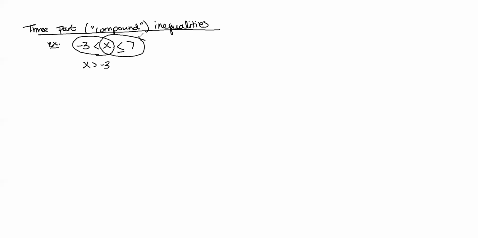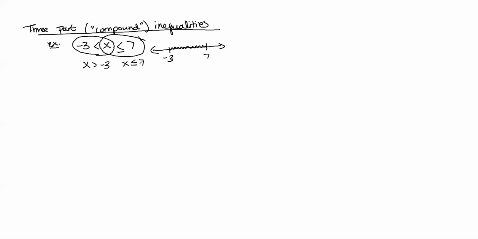And the second part here, we don't need to flip. This is saying that x is less than or equal to 7. And so our graph has to satisfy both of those. So I'll put -3 and 7, and I don't usually worry about adding in other numbers. It has to be greater than -3, so to the right of -3, but we can't go past 7 because it has to be less than or equal to 7.